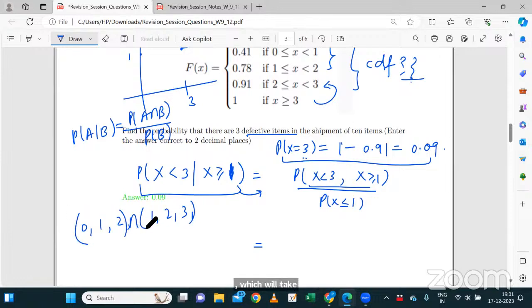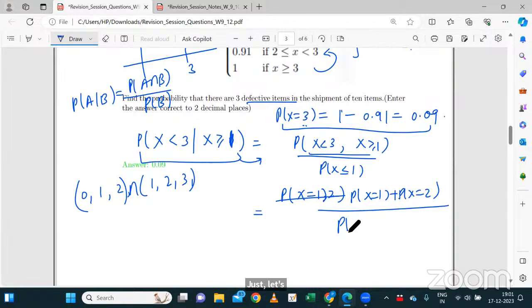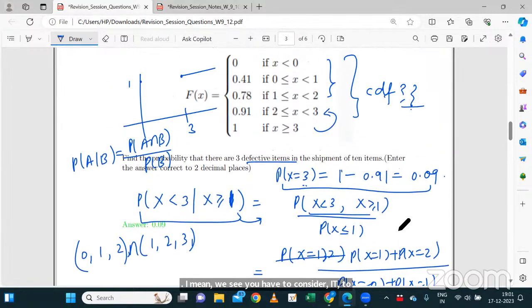What is common in these two? 1 and 2. That means you have to find the probability at x equal to 1 plus the probability at x equal to 2. Basically, you have to consider probability x equal to 1 plus probability x equal to 2, right? And the denominator part, x greater or equal to 1, that is probability at x equal to 1 plus x equal to 2 plus x equal to 3.